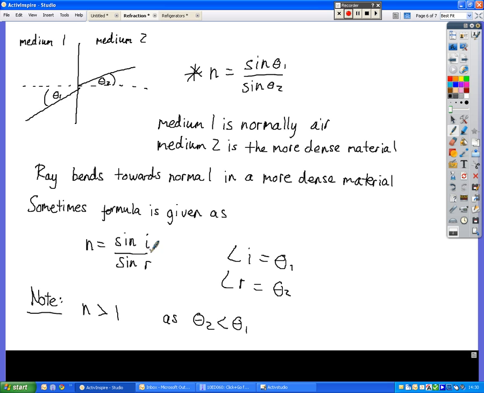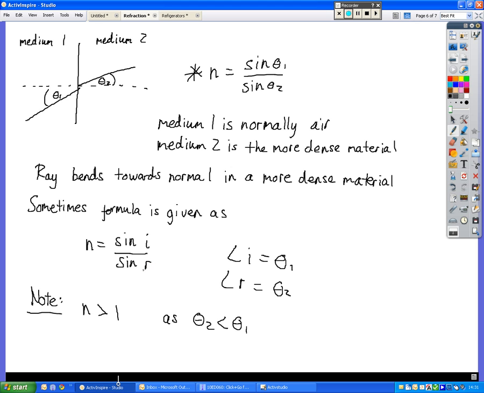Sometimes the formula is given as this, where i is incidence, the sine of the angle of incidence, over the sine of the angle of refraction. n is always greater than 1. That's because the angle on the bottom here, sine theta 2, is always less than sine theta 1, because when it goes into the more dense material, i.e. the one that is represented by the bottom of this equation, then the angle will reduce. It will always reduce. It will always bend down towards the normal. So theta 2 is always less than theta 1, which is why we've always got to have that round the correct way. One more example.